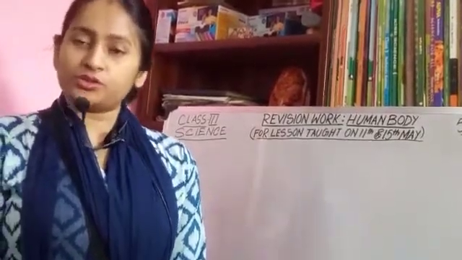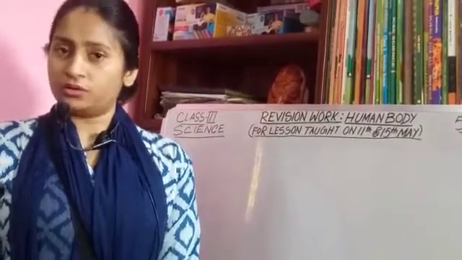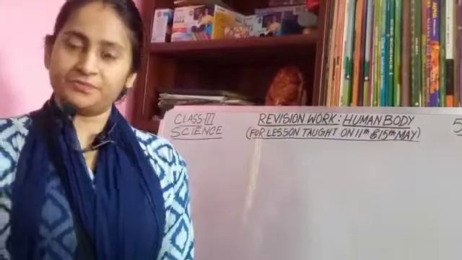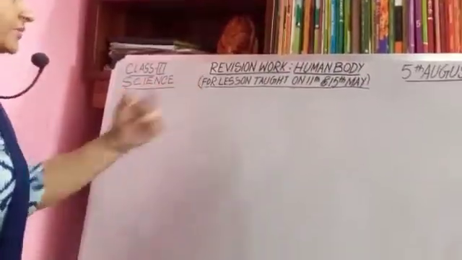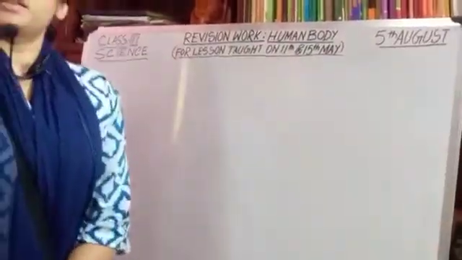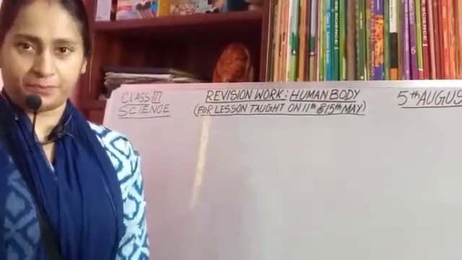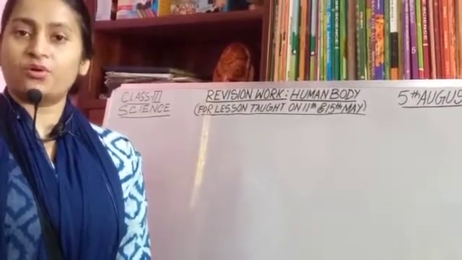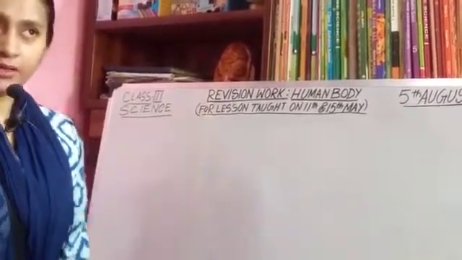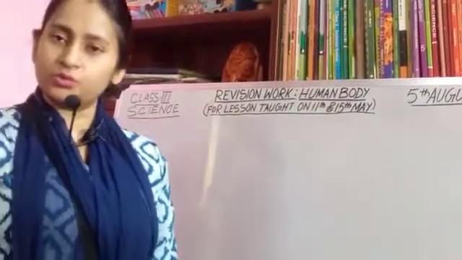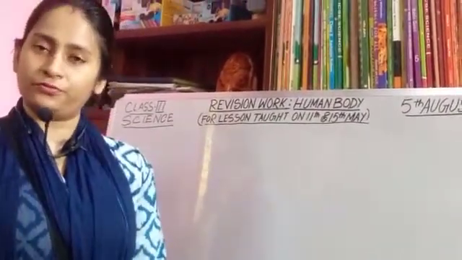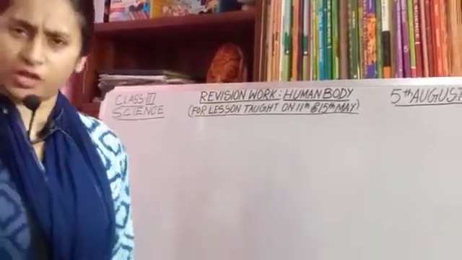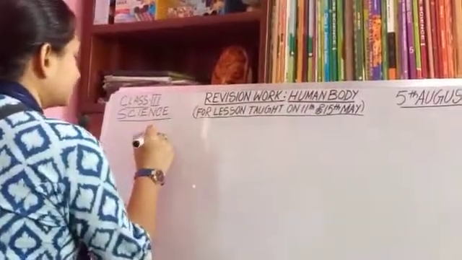Now my today's topic is a revision on chapter 2, our human body, from your book, right? So this lesson was taught to you on 11th and 15th of May. Today we are going to discuss the amazing machine called the human body. Now, as human beings, we all are eager to know what our human body is made up of. Children, our human body is made up of very tiny structures known as cells.